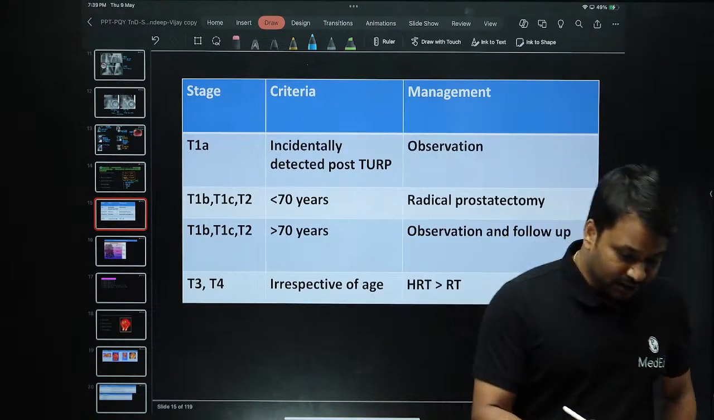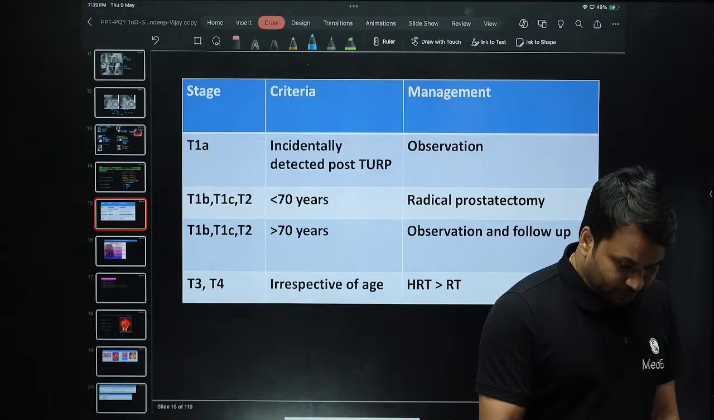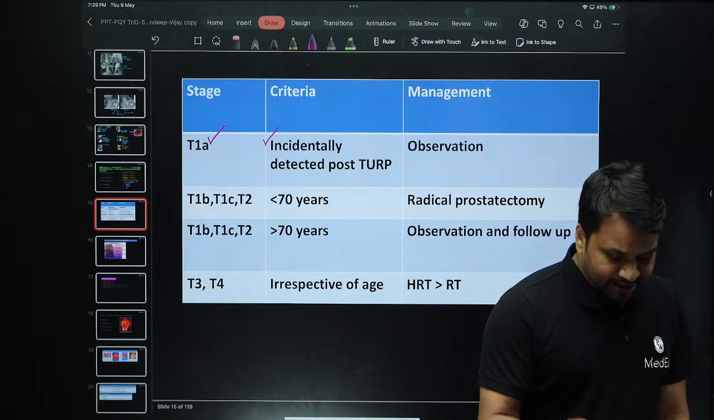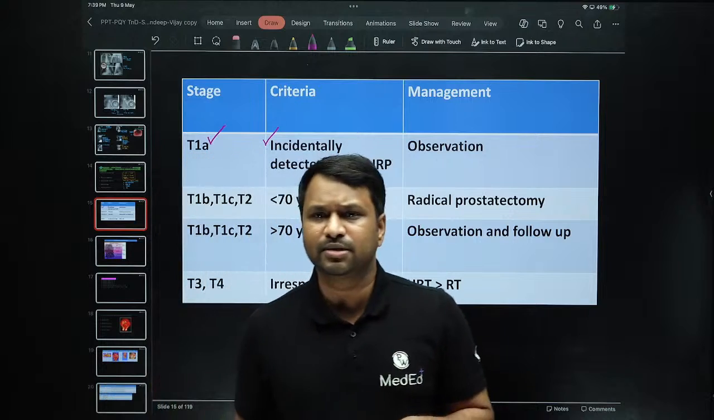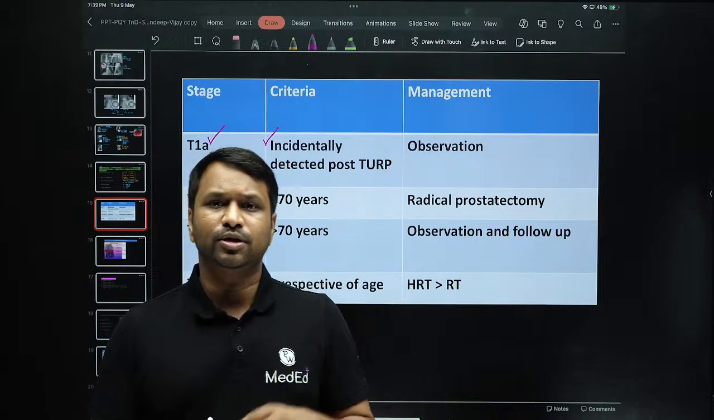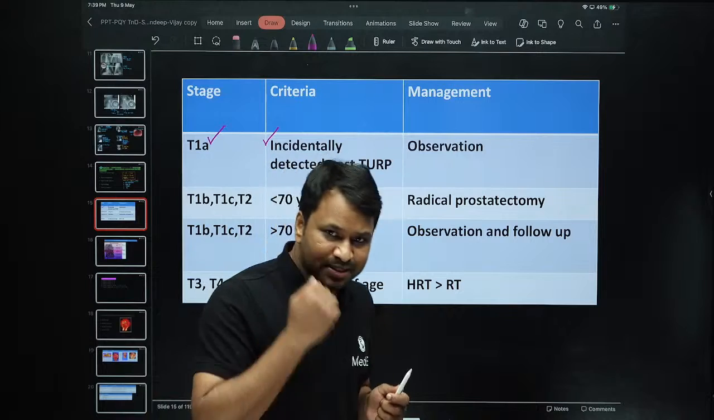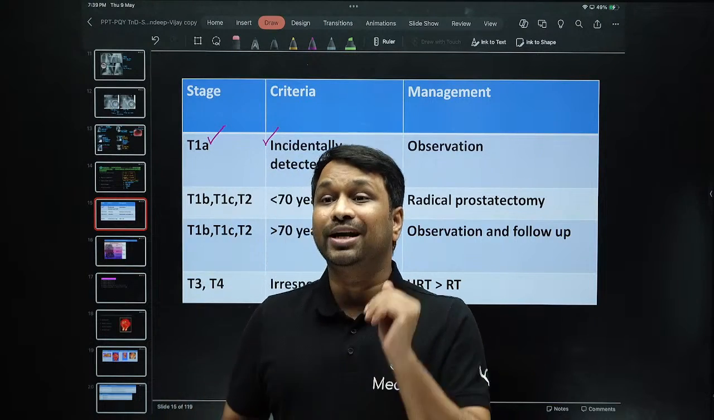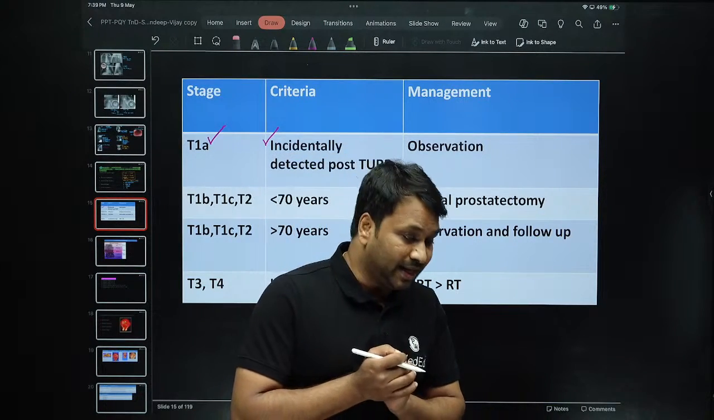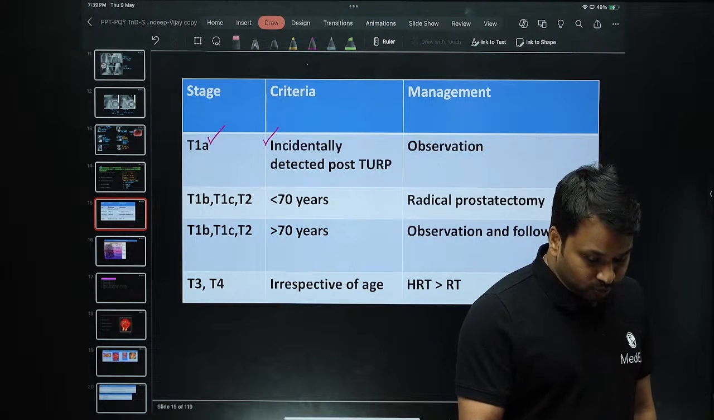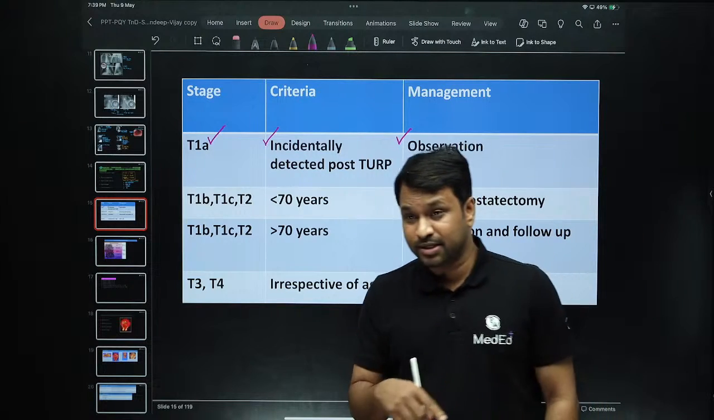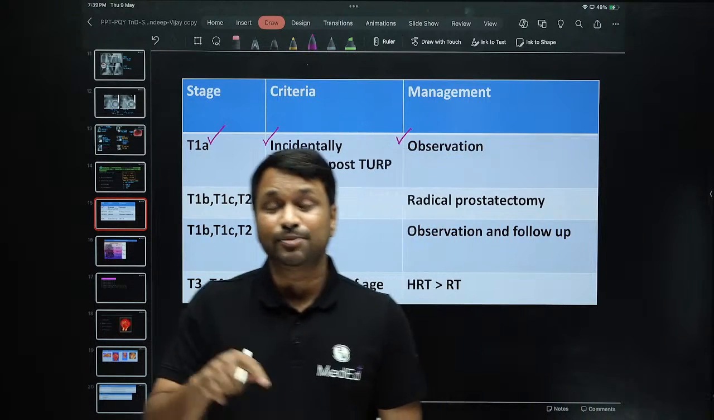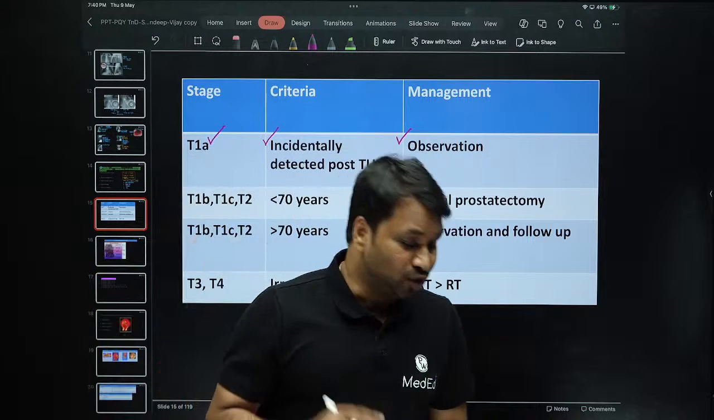Now, if you have a patient who is having a T1A disease, what is a T1A? It is incidentally detected, where the patient was thought to have BPH. We took the patient for transurethral resection of prostate, got the prostatic chips, and sent them for histopathology. On report, it came out to be prostatic cancer. Now, what will you do? I will only go with observation, nothing more. You have already removed the prostate, but again, we'll talk about this. Does TURP remain protective for prostatic cancer? The answer is no. We'll come across it.